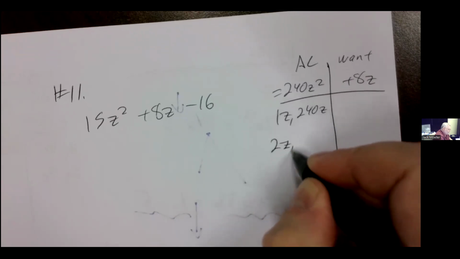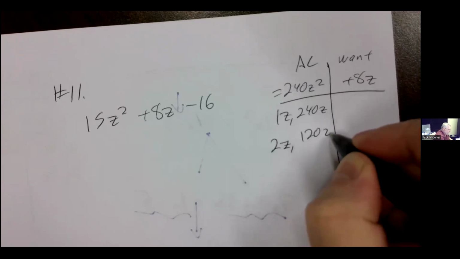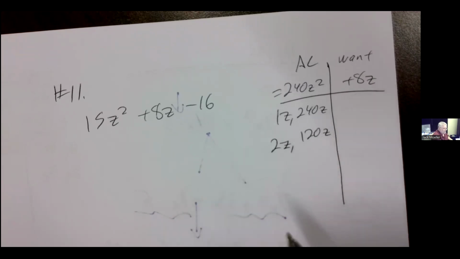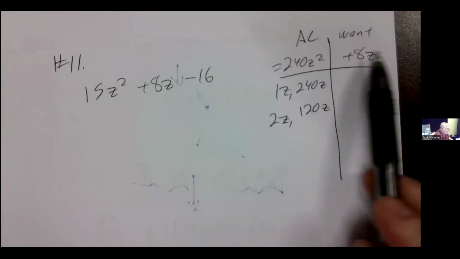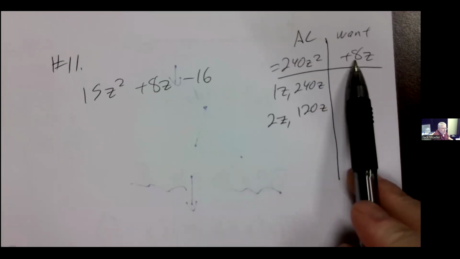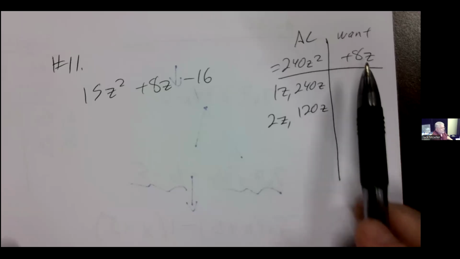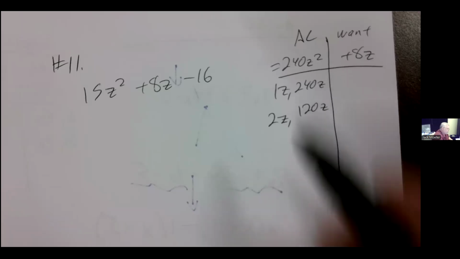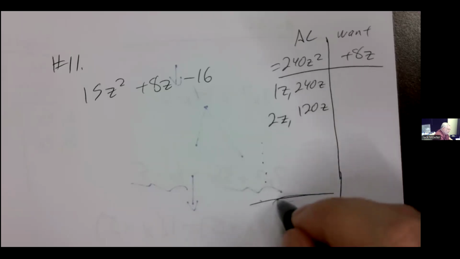2z, and then 240 divided by 2 is 120. Now we could go 3, 4, 5, keep going that way, but here's something I do to kind of save time. Are we anywhere close to getting an 8z? Well, 2 and 120, if we subtract them, is either 122 or 118. So we're not anywhere close to 8. But sometimes what I'll do is I'll skip a little bit. I'll save space because I might want to come back to them.